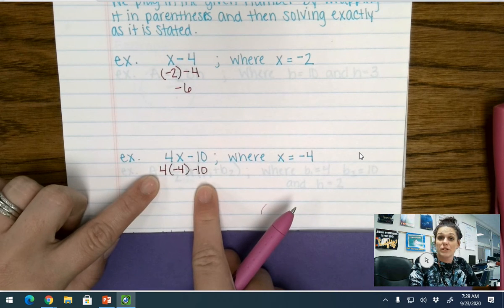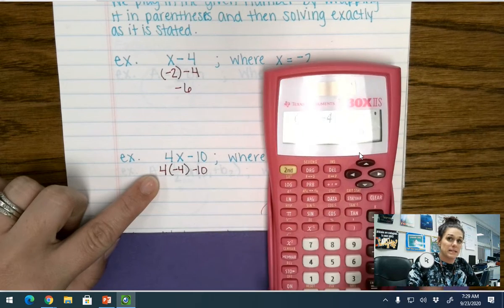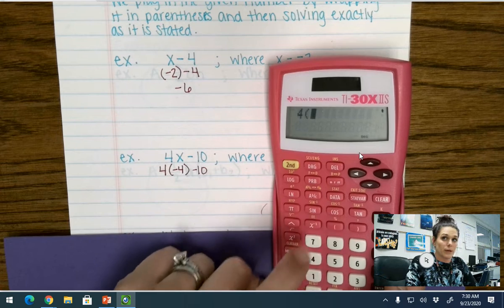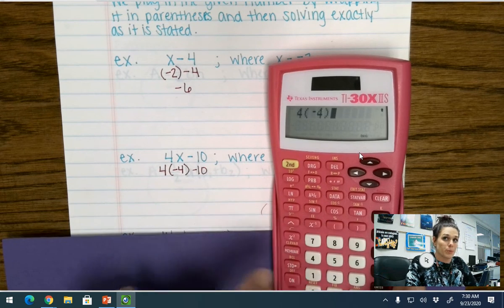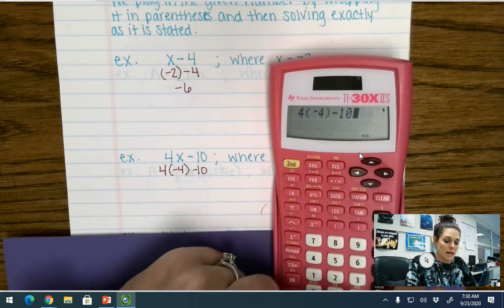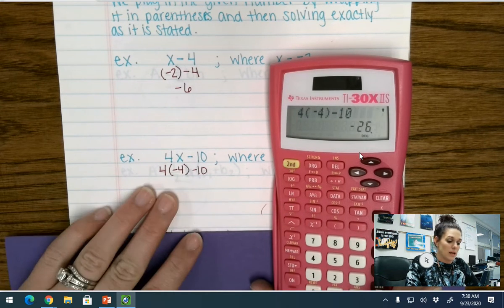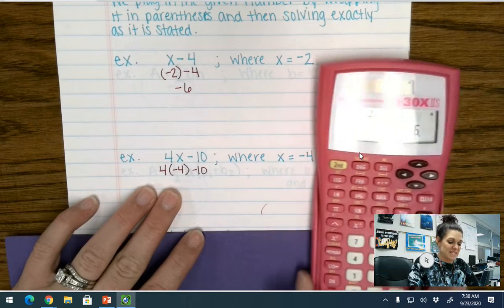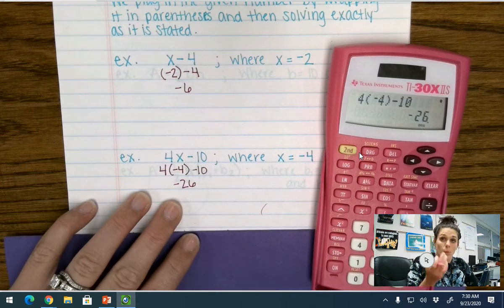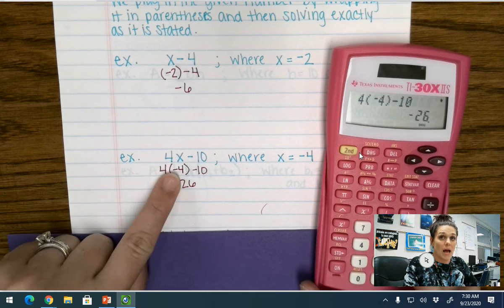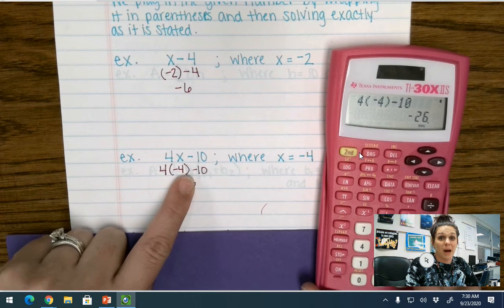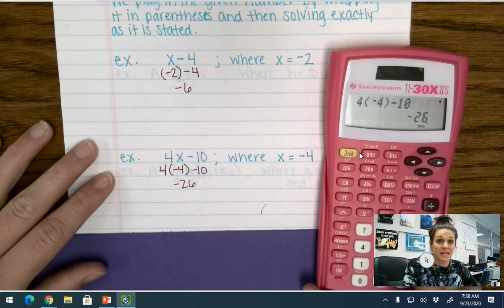And now again, we're going to do the math. I'm going to take my handy dandy calculator. I'm going to clear. So we have 4 parenthesis, negative 4, close parentheses. So I'm typing it in exactly how it reads. Minus 10 equals, and this says negative 26. Okay. Well, we can check that and we can say, well, 4 times negative 4 makes negative 16. And negative 16 minus 10 more does in fact make the negative 26.